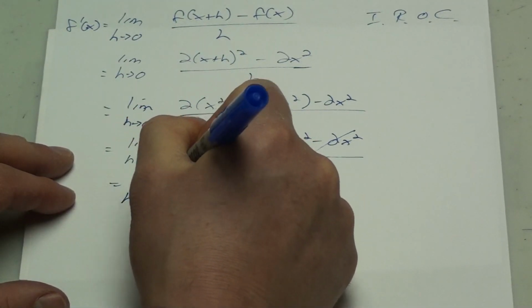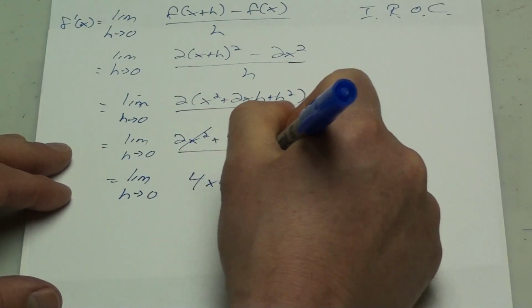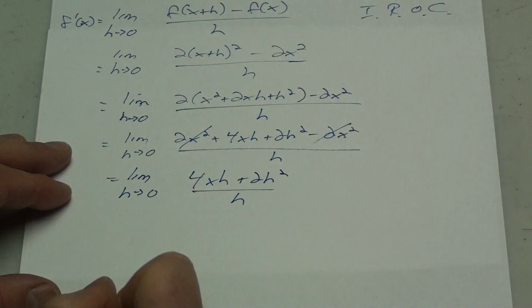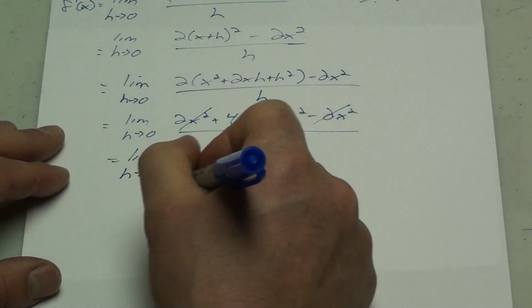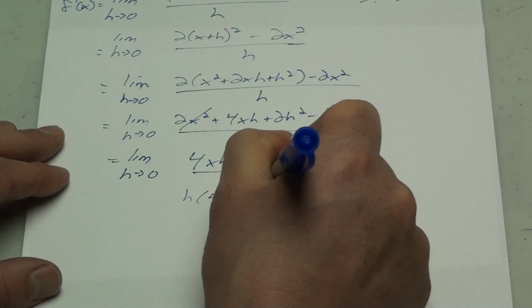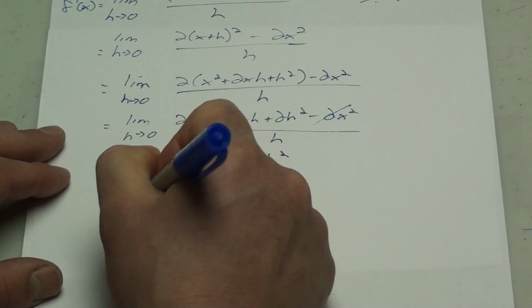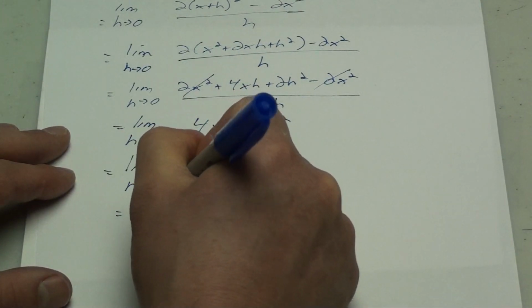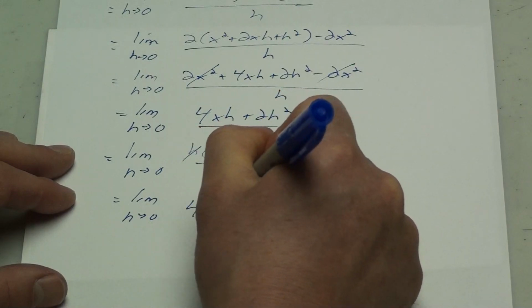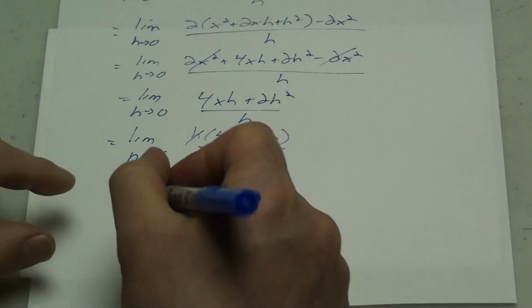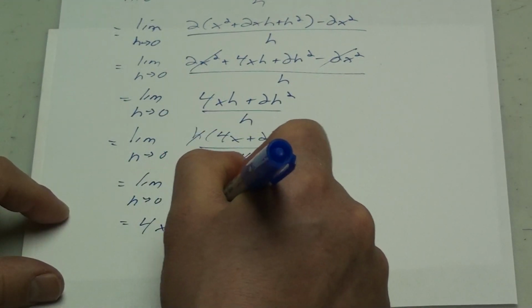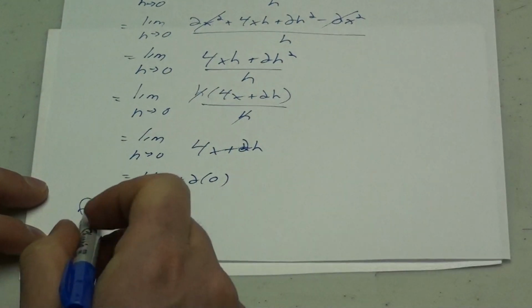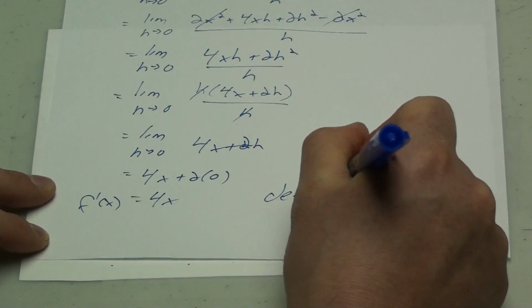Limit h approaches 0. I got 4xh plus 2h squared all over h. Common factor an h from the top: h times (4x plus 2h) all over h. Limit h approaches 0. My h on the top and bottom will cancel out. 4x plus 2h. I can now put in h of 0 because my denominator is fine. It will not go to 0. So I have 4x plus 2 times 0, which will just give me 4x. That is the equation of the slope, also known as the derivative.